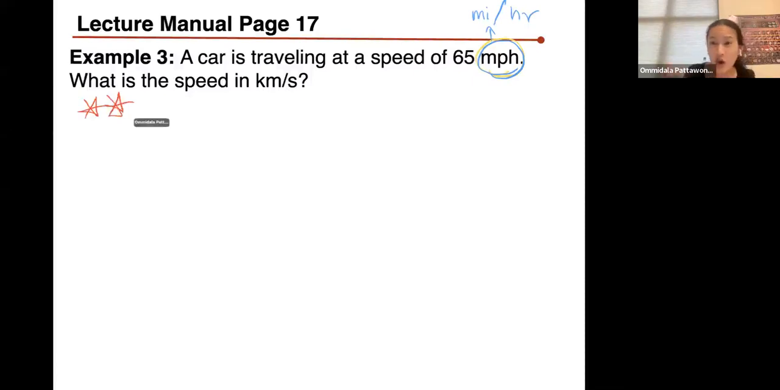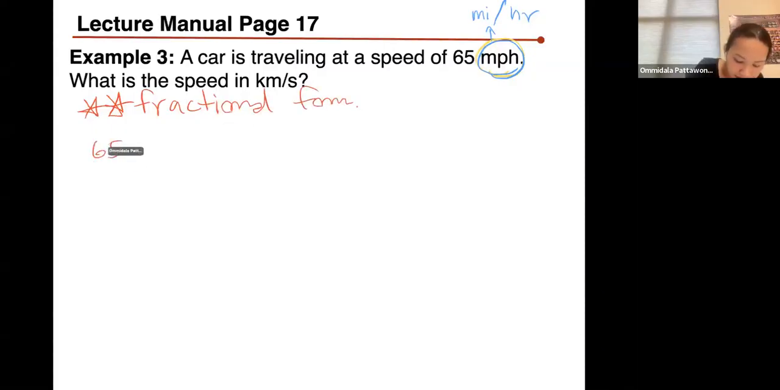Please make sure that you convert this into fractional form. Remember, the work that I will ask you to show me needs to always be in fractional form. So in this case, always write this out in a fractional form. For example, 65 miles per hour: mile per hour can be written as 65 miles over 1 hour. So this is the fractional form.